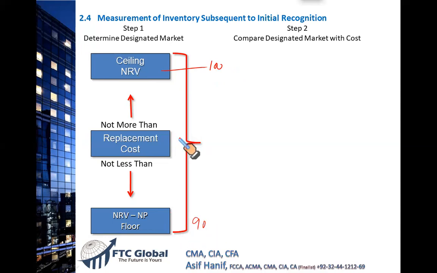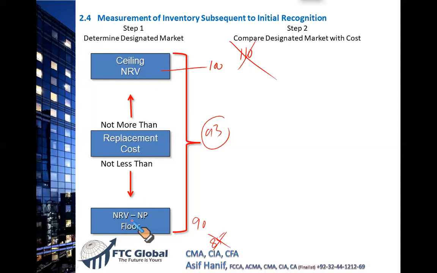If your replacement cost is 93, then it will fall between these two numbers. Only then it might be considered. If your replacement cost is, let's say, 110, it goes above ceiling, hence we ignore that. If your replacement cost is less than 90, let's say 85, we ignore this. Replacement cost is only considered when it falls between ceiling and the floor, right?